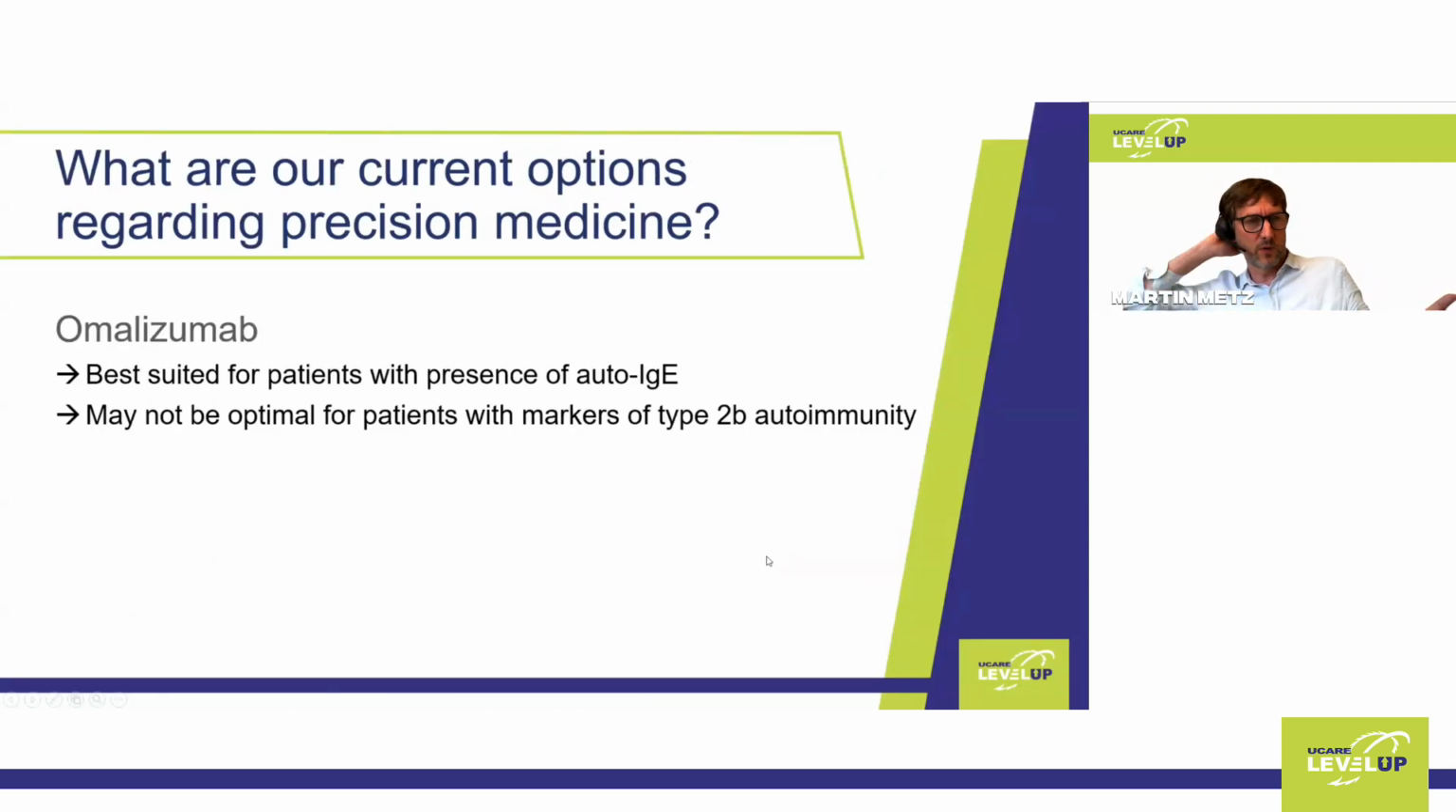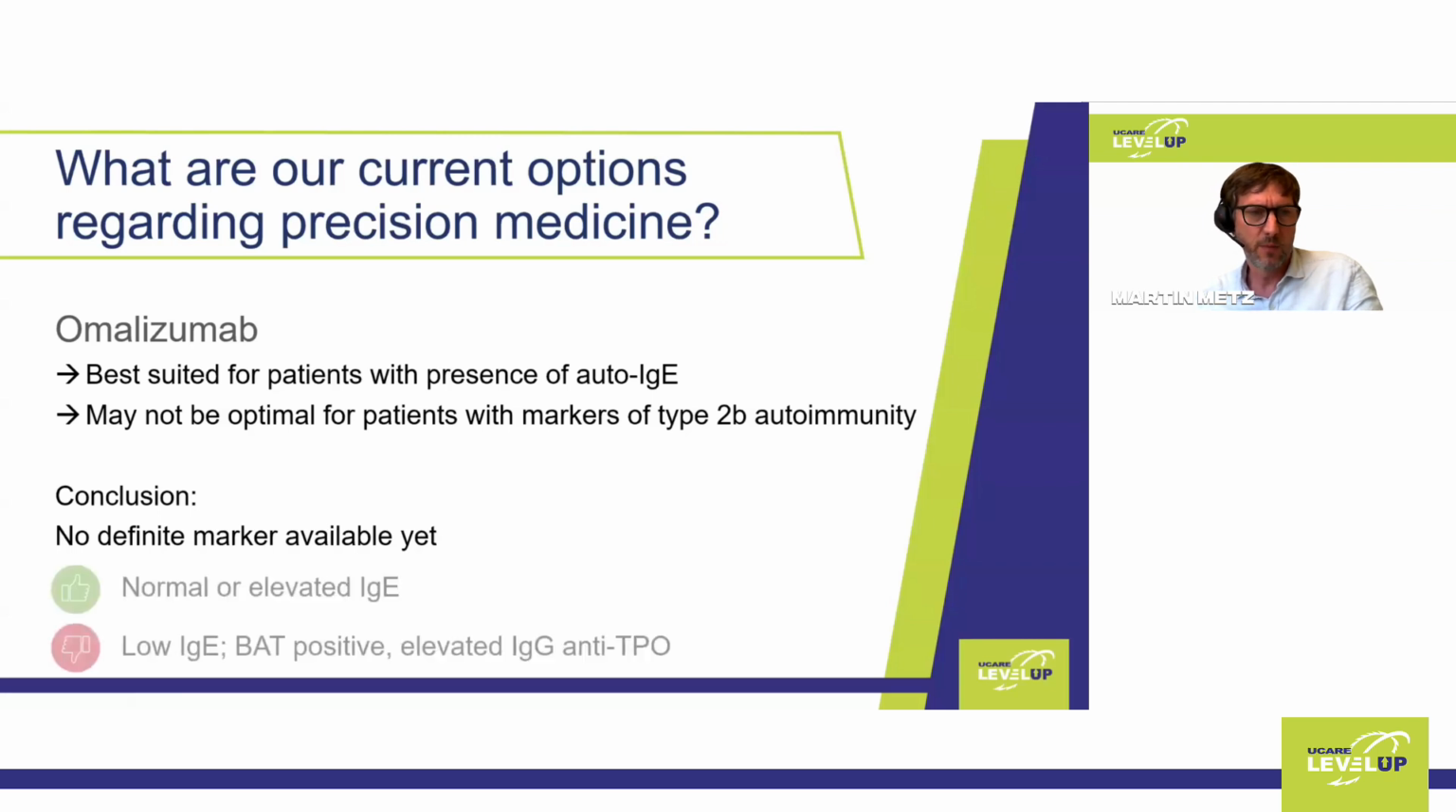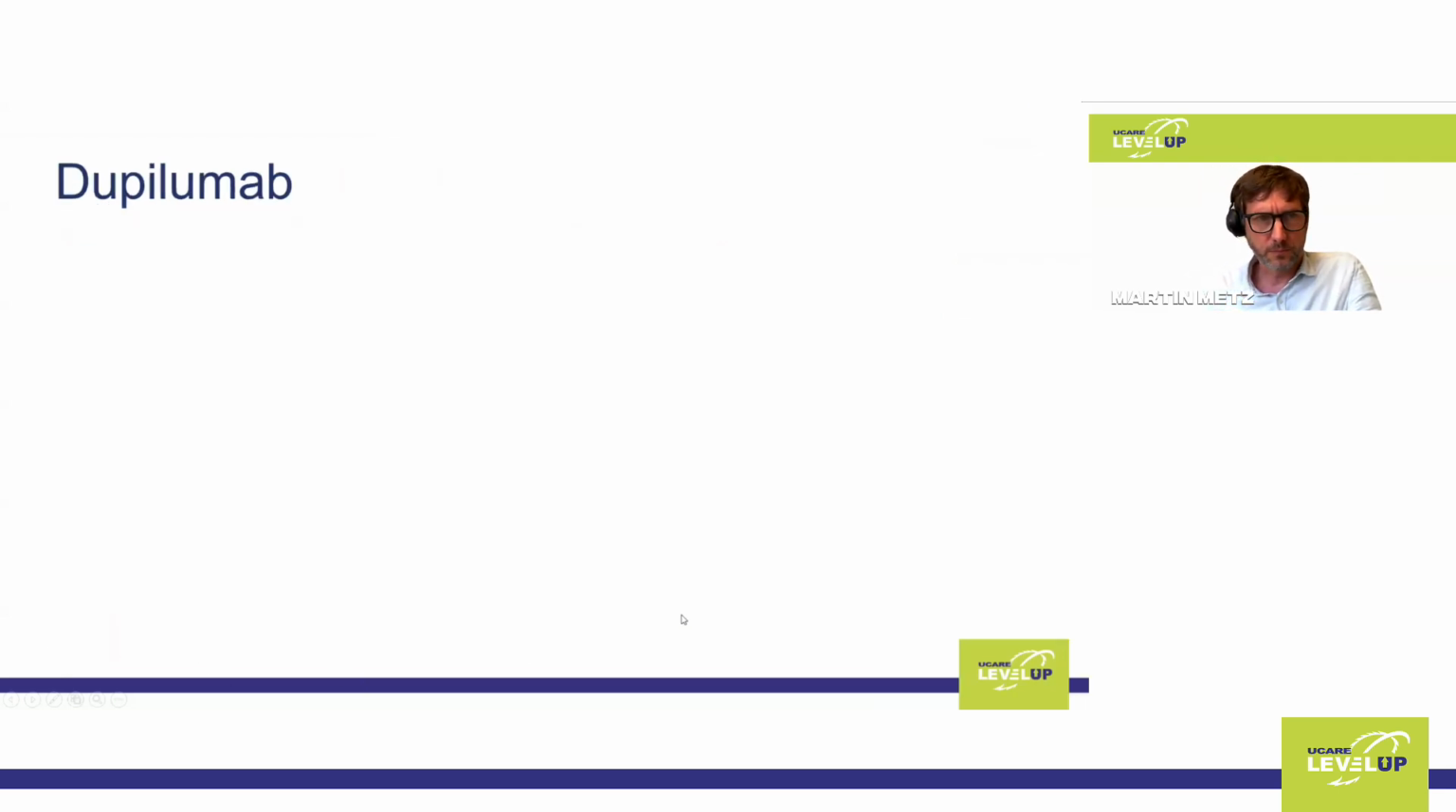Now, this is where we are at the moment with omalizumab. So we can say that it's best suited apparently for patients with presence of auto-IgE. It may not be optimal for patients with markers of type 2B autoimmunity, even though this is not exclusive. So my conclusion on this is we don't yet have a definite marker. We have some indicators, but there needs to be further research. It seems to be better suited for normal elevated IgE, and not so much for those with low IgE and other features of type 2B autoimmunity.